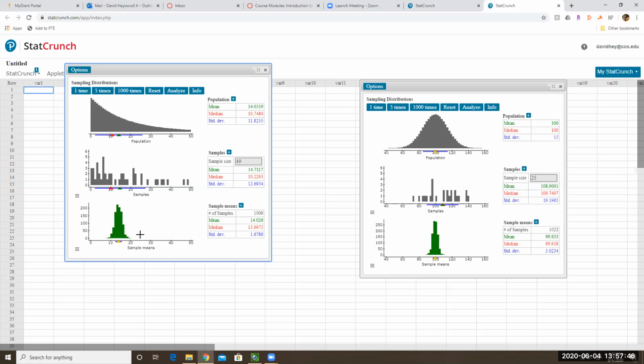And again, the cutoff value that we usually use is 30, right? So as long as your sample size is at least 30, then you can safely conclude that the distribution of your sample means is going to be bell-shaped. Okay?